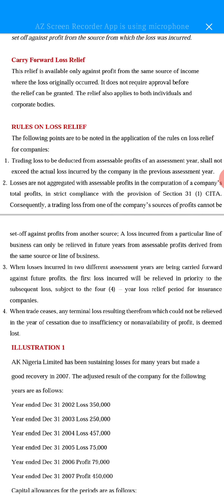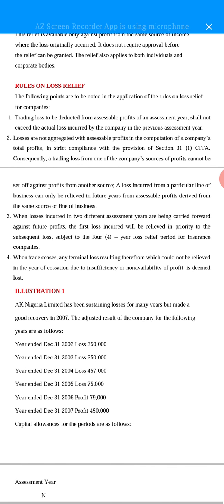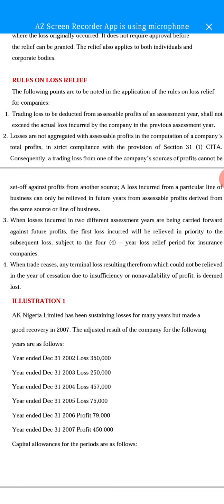Rules on loss relief. The following points are to be noted in the application of the rules on loss relief. These are guiding rules, that is, if a company is to apply for loss relief, or the company is to relieve its losses. Number 1: trading loss to be deducted from assessable profits of an assessment year shall not exceed the actual loss incurred by the company in the previous assessment.